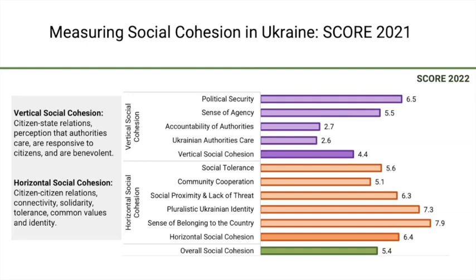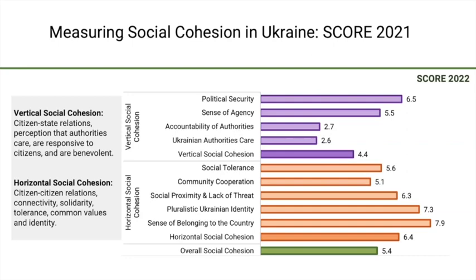In this case, SCORE 2021, we looked at different indicators that can make up vertical social cohesion in Ukraine and horizontal social cohesion. Vertical social cohesion, we looked at political security, sense of agency, accountability of authorities, Ukrainian authorities' care, and compound this into a meta-indicator of vertical social cohesion. Similarly with horizontal social cohesion. And what goes into these baskets of vertical and horizontal social cohesion was done with national stakeholders and calibrated to the context of Ukraine.